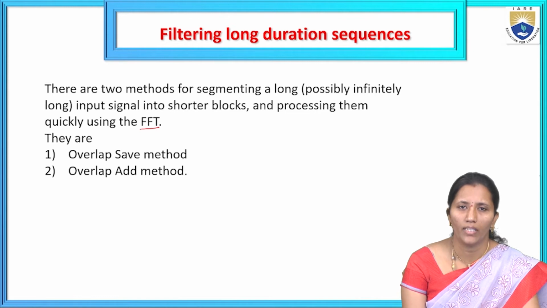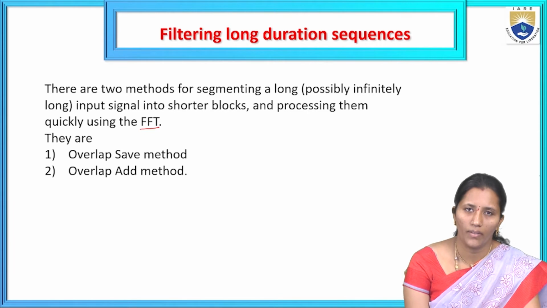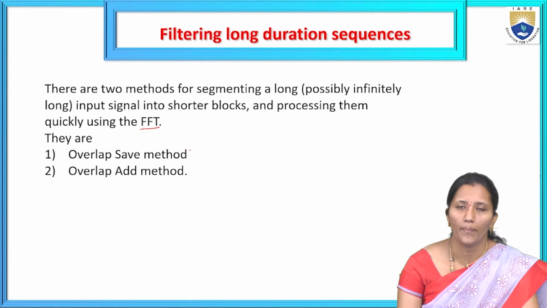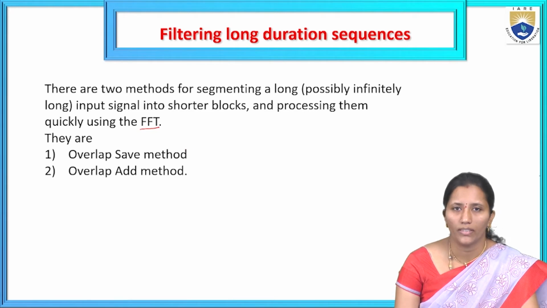And we will get the particular outputs y1 of n, y2 of n, like that. We have to concatenate the outputs at the end. So for that we have different procedures: the overlap save method and the overlap add method. Today we are going to discuss the overlap save method.